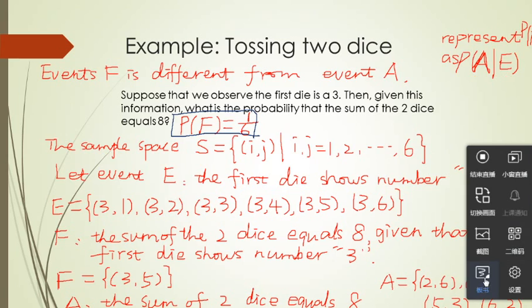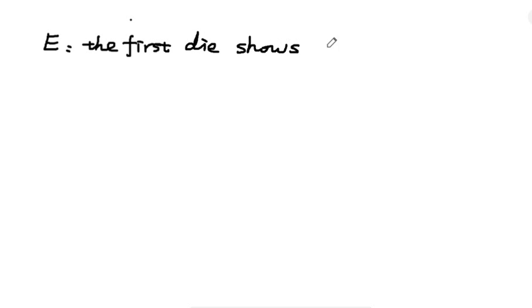So let me write it more specifically. So here we already understand. Let me write those events first. So event E again is the first die shows number 3.